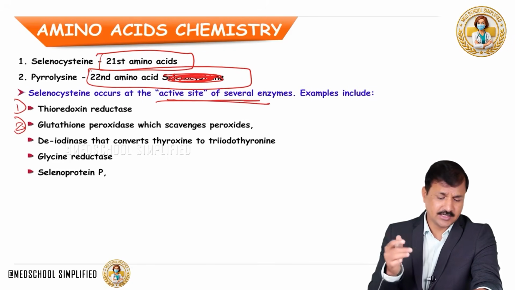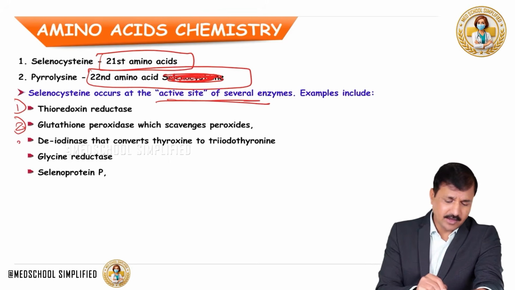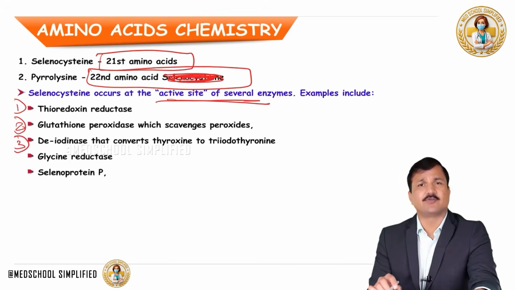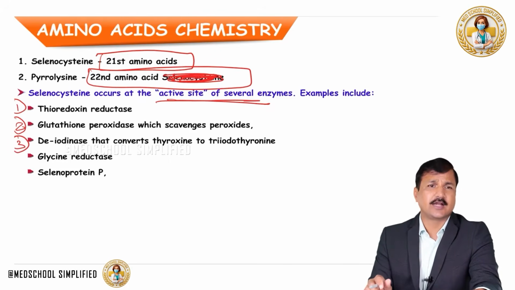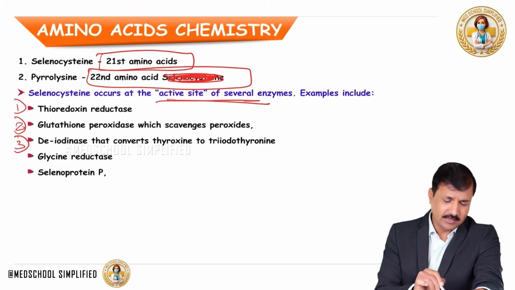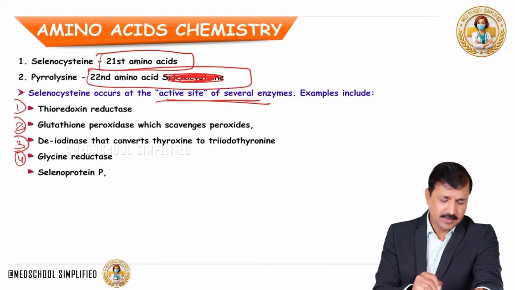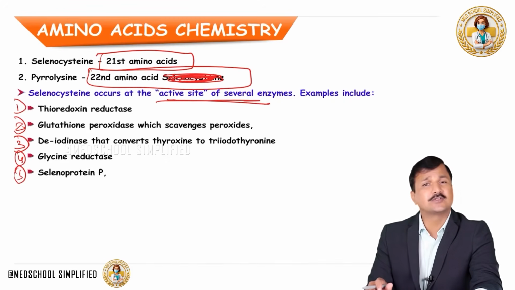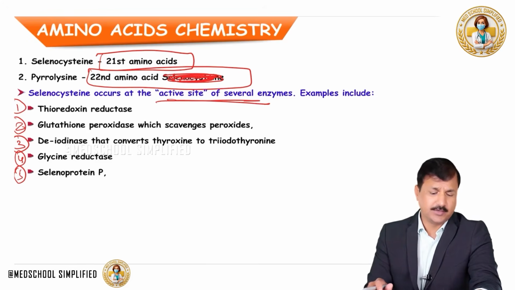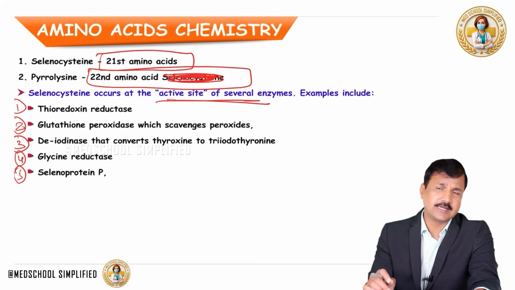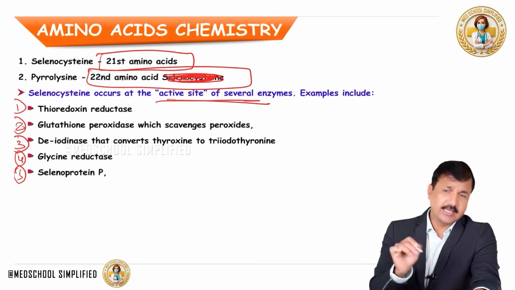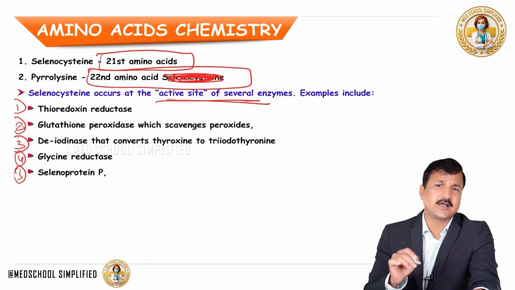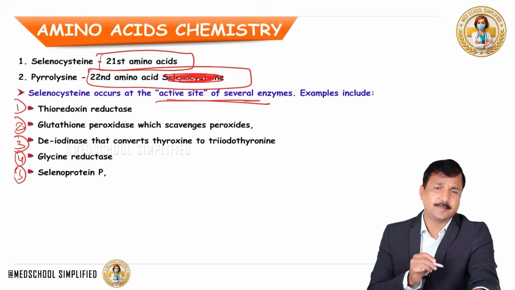a selenocysteine containing protein. And then we have deiodinase enzyme involved in T3, T4, thyroid hormone synthesis, and then we have glycine reductase enzyme in glycine metabolism, and then selenoprotein P. So these are selenocysteine containing proteins: thioredoxin reductase, glutathione peroxidase enzyme, deiodinase, glycine reductase, and selenoprotein P.